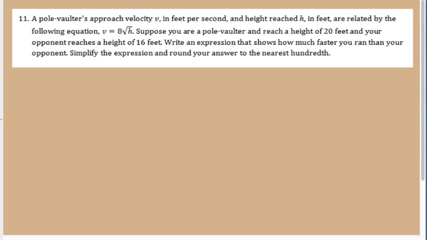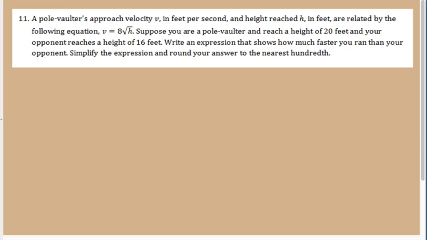So pole vaulter's approach velocity v in feet per second and height reached h is related by the following equation. V equals 8 square root of h. Suppose you're a pole vaulter and reach a height of 20 feet, and your opponent reaches a height of 16 feet. Compare those two basically.